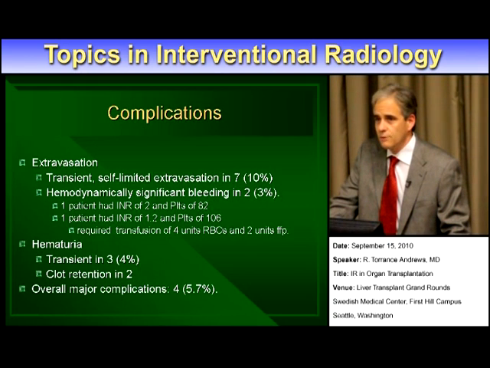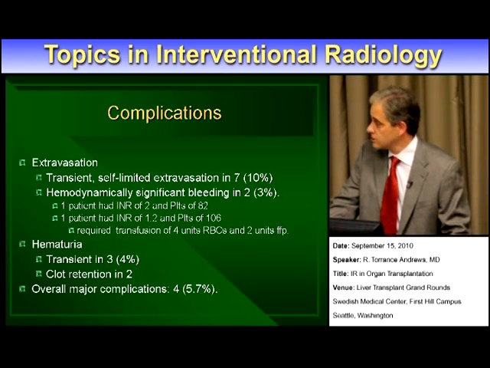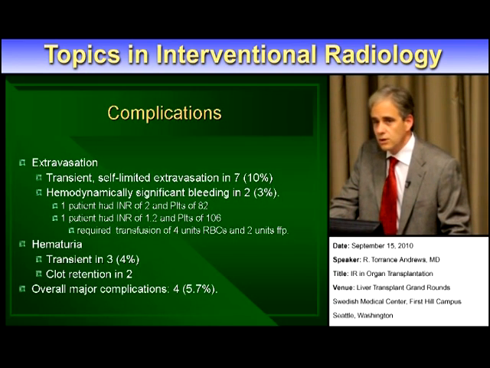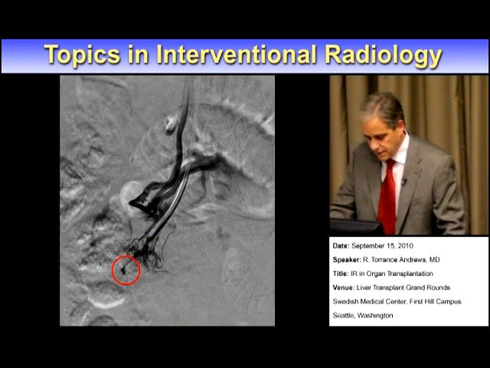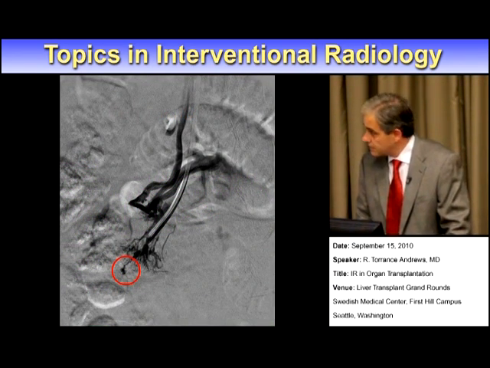So if you consider clot retention and hemodynamically significant bleeding to be major complications, our major complication rate was 5.7%, which is pretty good when the patient population we're working on is one that is clearly predisposed to having complications with a biopsy procedure. So this is an example of the transient self-limited extravasation.